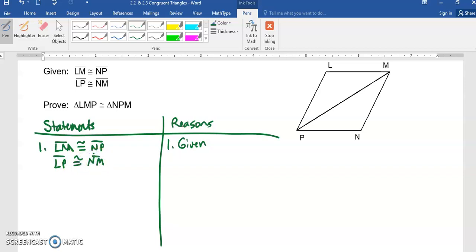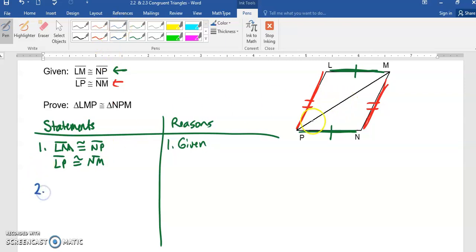and mark your diagram. So segment LM is congruent to segment NP. Okay, that's the green one. We also know that LP is congruent to MN, the red one. Okay, so we've got side, side. So I'm thinking either side angle side or side, side, side. That's logically what we've got there.